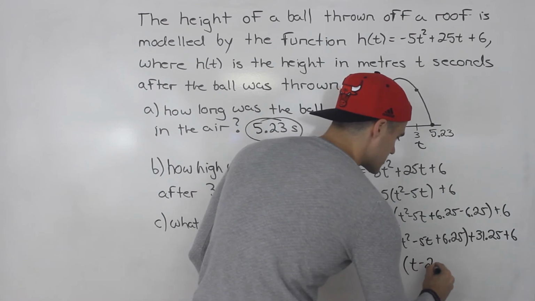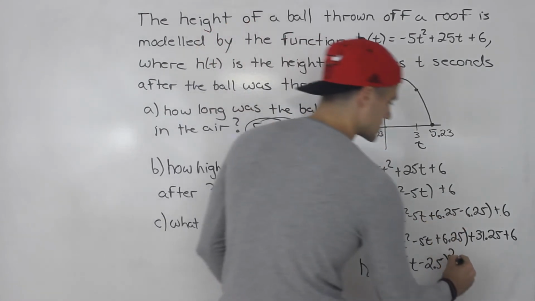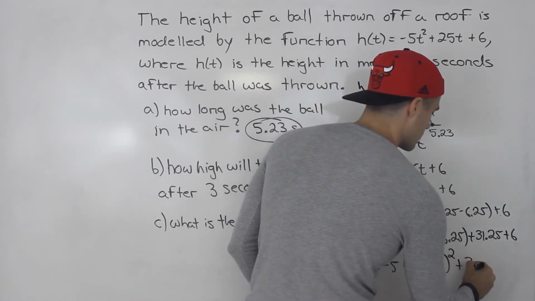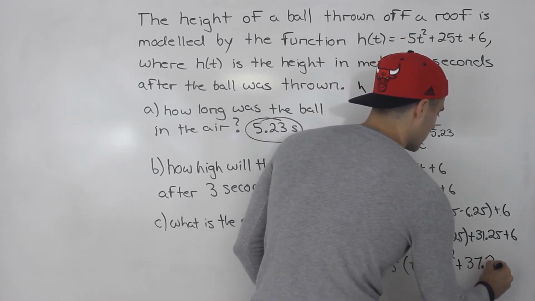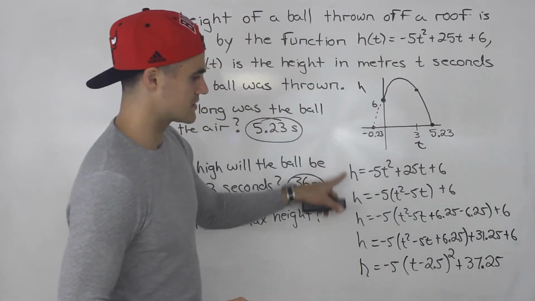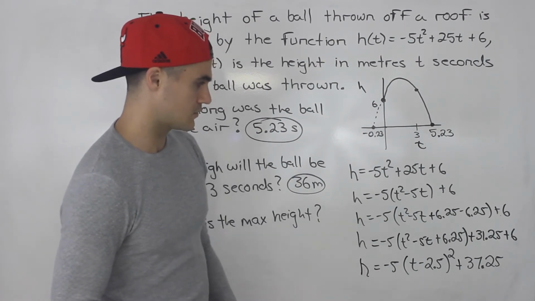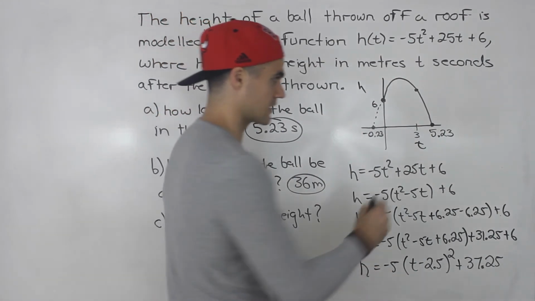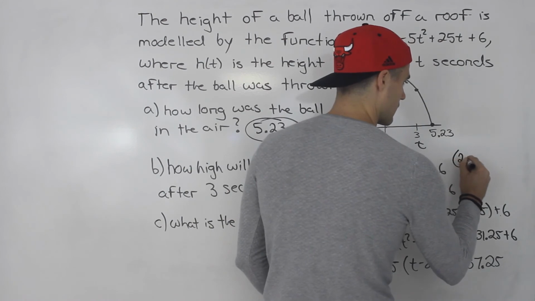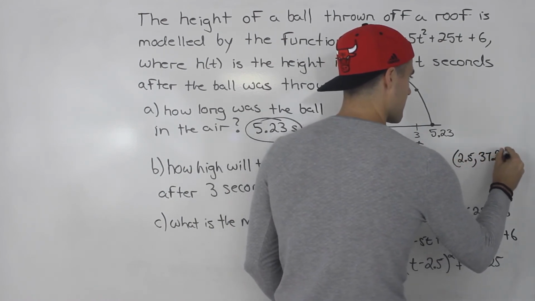So this would be t minus 2.5, squared. 31.25 plus 6 gives us 37.25. So we took this and converted it to vertex form. And from here, we can tell what the vertex is. The vertex is 2.5 and 37.25.